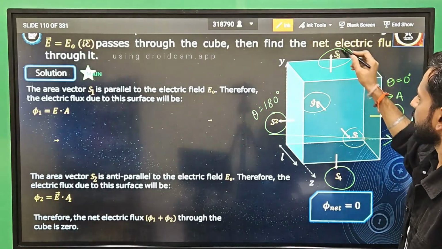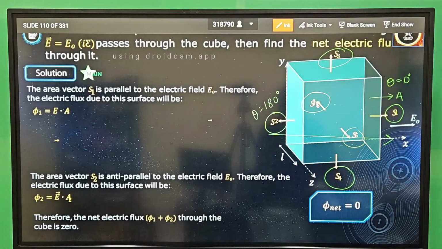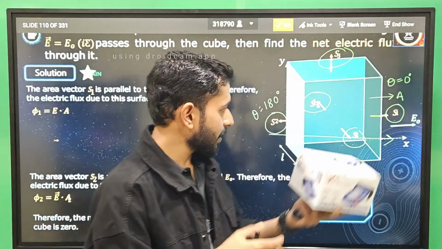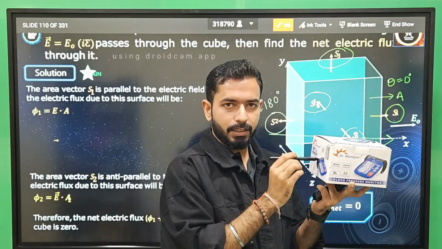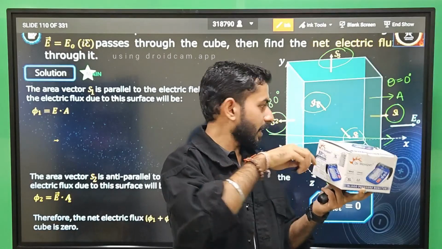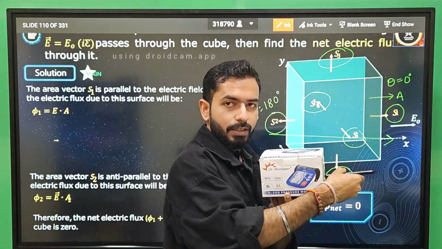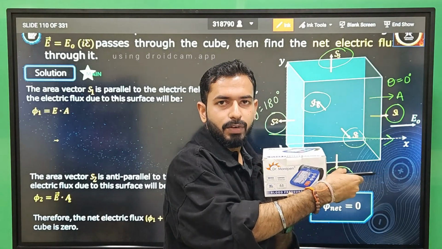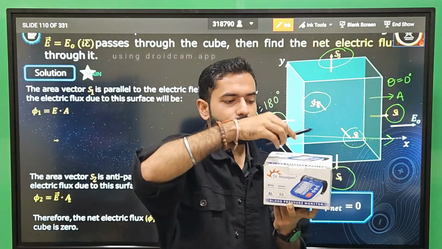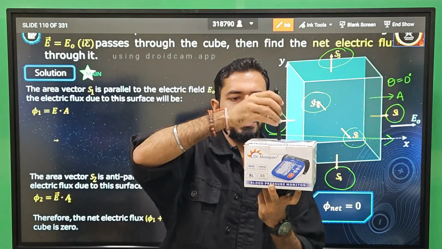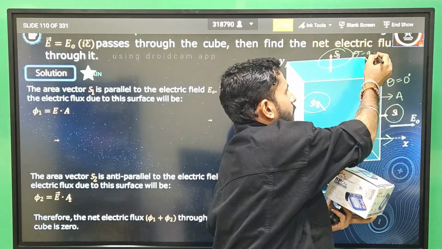Tell me for S3. Let's take the cube that I've taken from Shantanu sir. This is the direction for the electric field, and this is the direction for the area. How much angle have I written? 180. On this side, the area vector is the same as the electric field, that means the angle between them is 0 degree, which I have written. Now come to surface S3. This is the direction for the electric field and this is the direction for the area vector. What is the angle between them? Theta is equal to 90 degree.